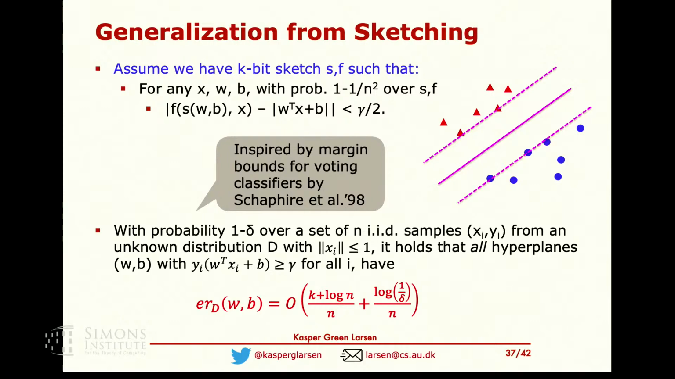I guess this approach of using sketching has been done before also in these boosting type algorithms, analyzing large margin voting classifiers. I guess that's where the outline comes from.